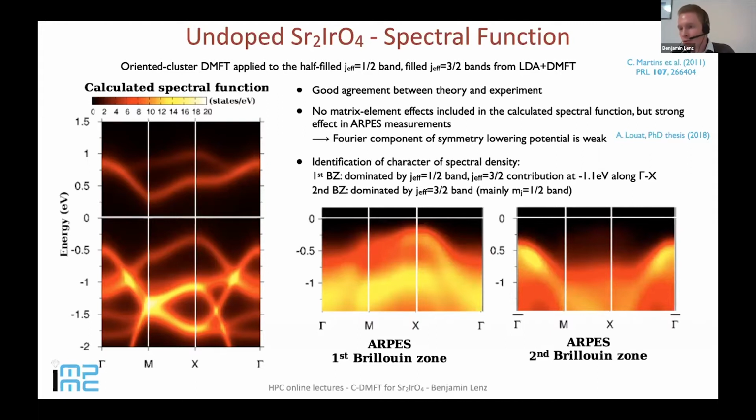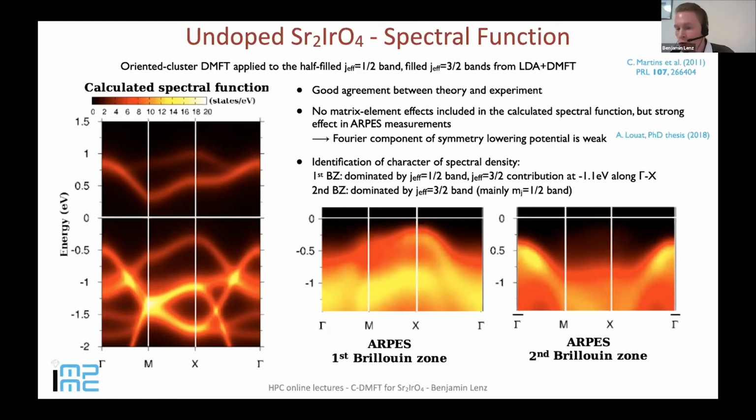However, to see this, you have to consider a superposition of the 2 Brillouin zones that I show on the right. The reason is that in the calculation on the left, we did not include so-called matrix element effects, so effects of the polarization of the photons, the interaction of the photons with certain orbitals, which is very crucial if you do the experiment. This is why you should think of a combination of the 2 Brillouin zones and compare it to the calculation.